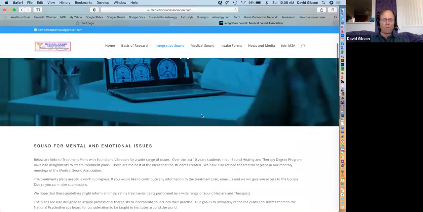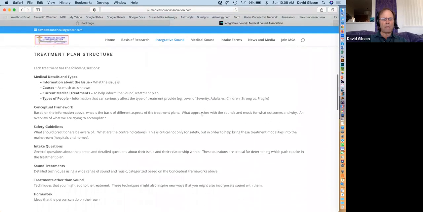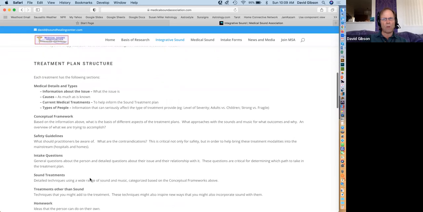So for each of these treatment plans, we've got a detailed structure. First, we go through the medical details and types, information about the issue, causes, current medical treatments, and types of people which might be treated differently. Then we have the conceptual framework, our approach on how we're approaching this in general. And then we've got the safety guidelines, which hospitals need, and intake questions, and then the actual treatments, and then treatments other than sound and homework for the client. So that's our format.